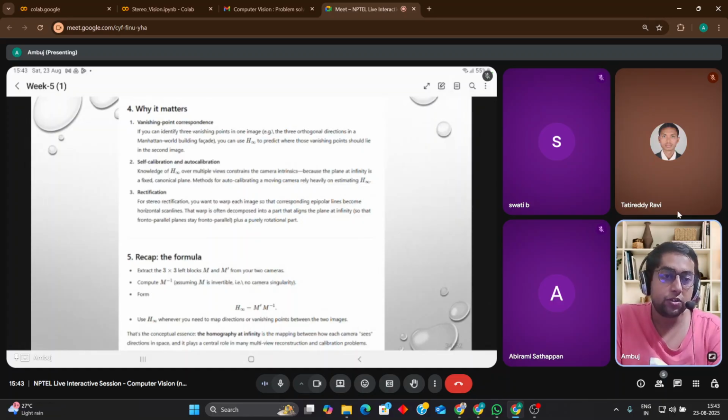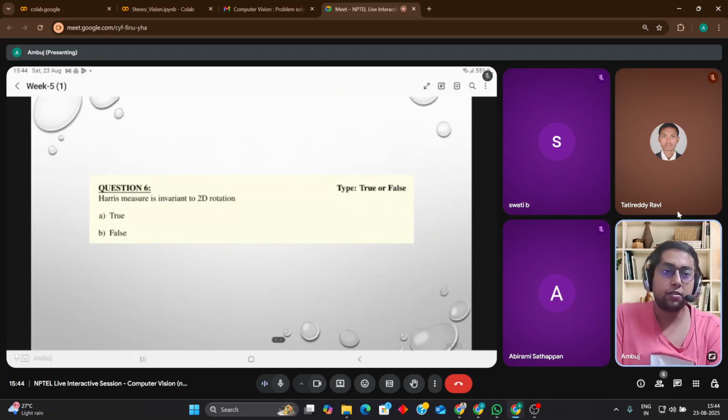When you want to warp each image so that the corresponding epipolar lines become horizontal scan lines, then you have to use this particular concept of homography at infinity. Just recap this particular formula, and if you want to see this concept in detail, feel free to go through the video lectures. There it has been explained by making a plane and solving all the principal equations from where this relation has come. As well, you can use this PDF also. Feel free to use the resources for your own benefit.